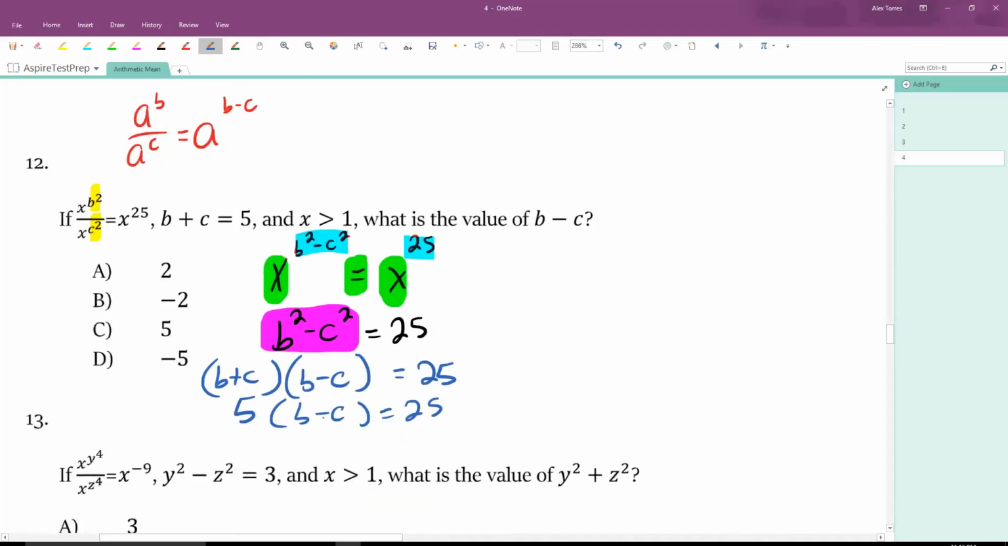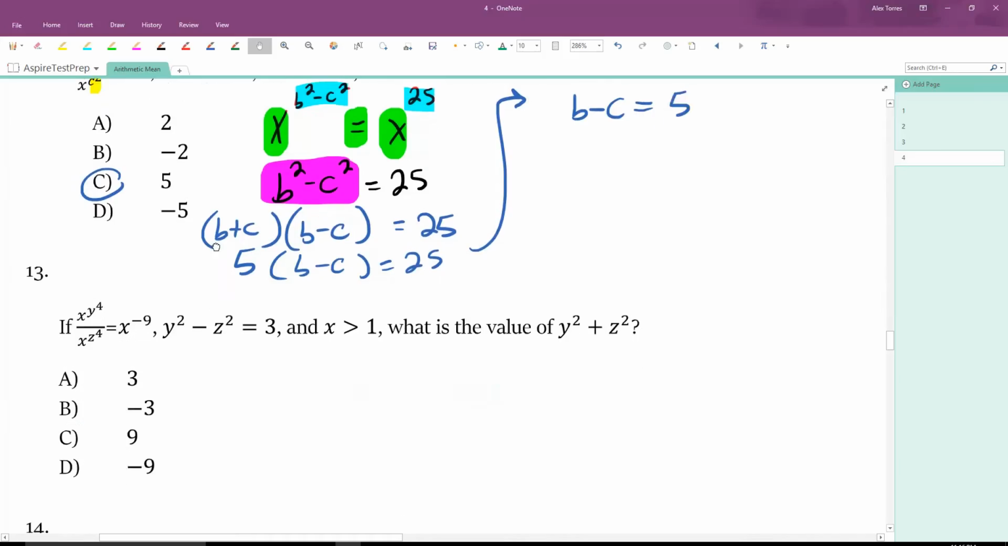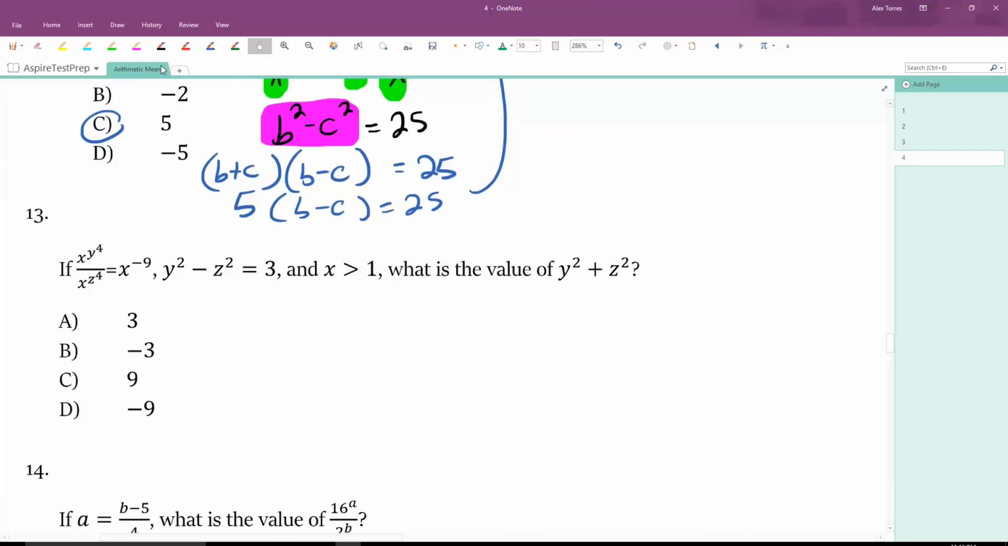And we can go ahead and divide both sides by 5, so b minus c equals 5. So what's the value of b minus c? 5. Going over to number 13, same concept.